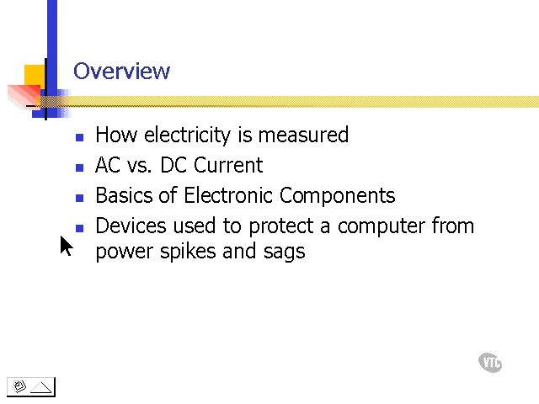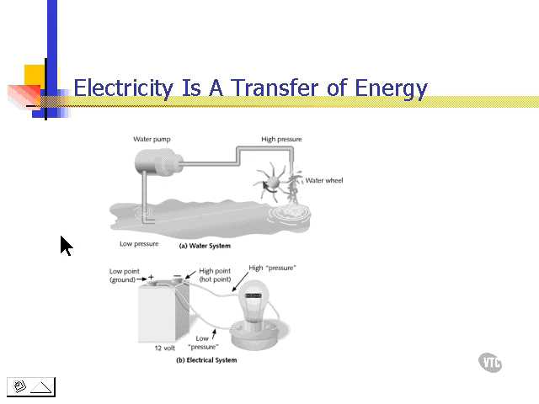So basically, electricity is a transfer of energy, and we can't see electricity, but we can see water. So if we were to look at water, the low pressure would be just water in a lake or in a river. If we pump that water up and then let it drop across a water wheel, it would create energy. The gravity would pull the water across the water wheel. That's how we create hydroelectric current. Then the water falls back into the lake or the river, and there's a low pressure system.